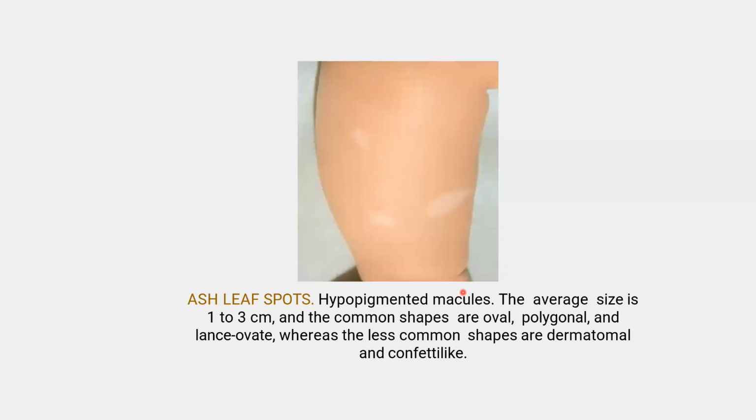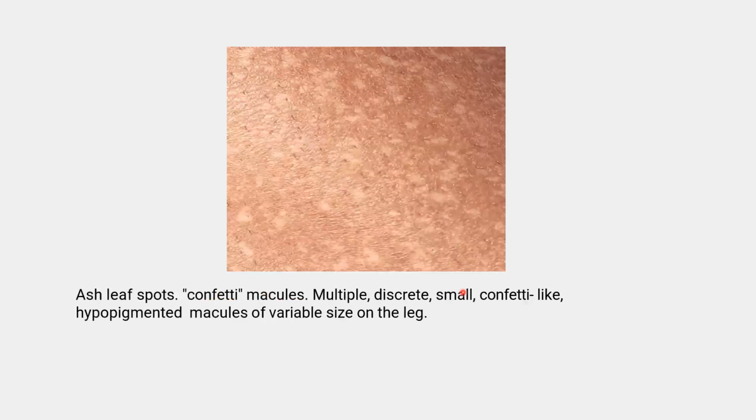This is the Ash leaf spots. These are hypopigmented macules, around 1 to 3 centimeters in size, oval, polygonal, and lanceolate in shape, whereas less common shapes are confetti-like lesions. Next slide. These are the discrete lesions. Confetti lesions are discrete, multiple, small lesions. This is also called confetti macules. This is also Ash leaf spots.